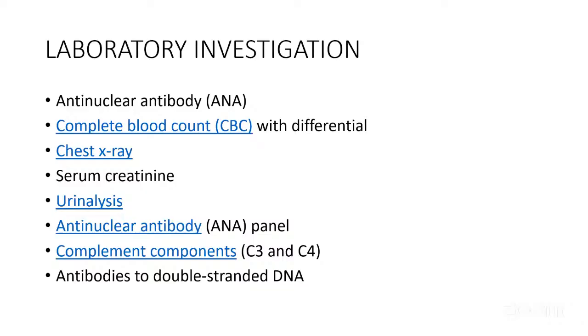Now we have the laboratory investigation. This is our duty. Complete blood counts with differentials. We have anti-nuclear antibody, ANA. They do chest X-ray, serum creatinine. You have urinalysis. We have the anti-nuclear antibody panel. And then we have complement components to check the C3 and the C4. We also have the antibodies to double-stranded DNA.